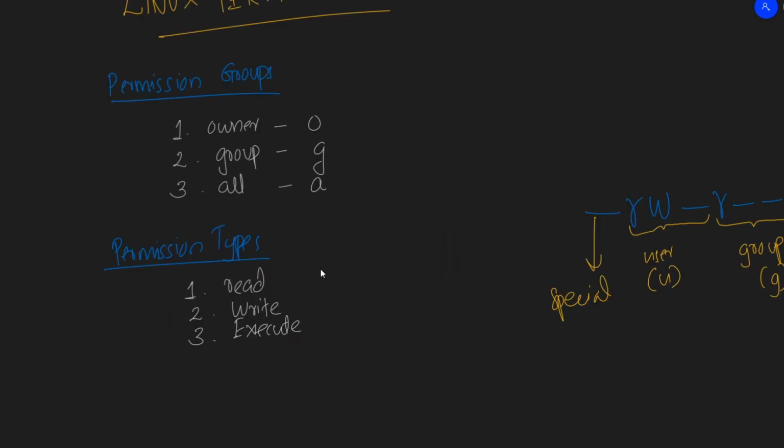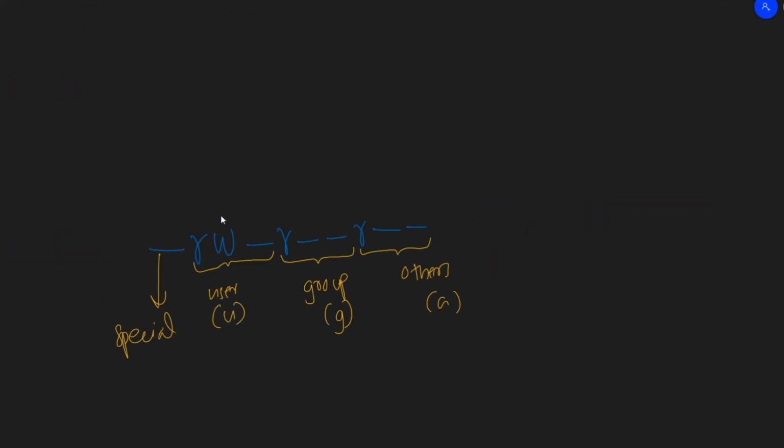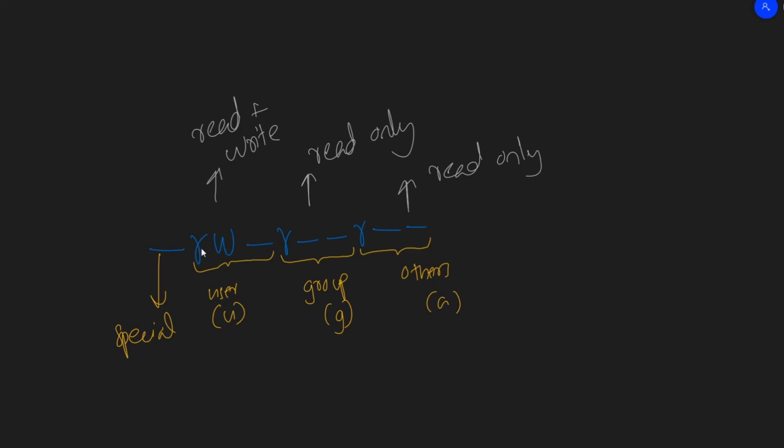If we come back here, read is denoted by R, write is denoted by W, and execute is denoted by X. So here rw- means read and write. r-- means read only, because we are not giving any other permission here, and this is also read only. So remember, the position of these characters does not change. You will never see a W coming in the first place here. It will always be in the second place.